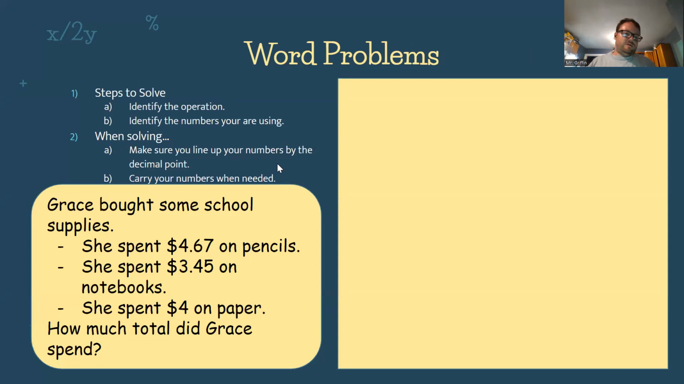All right, so here's a multi-step problem right here. So Grace bought some school supplies. She spent $4.67 on pencils. She spent $3.45 on notebooks. She spent $4 on paper. How much total did Grace spend? Take 30 seconds and see if you can real quick write down a number sentence. See if you can come up with the correct operation.